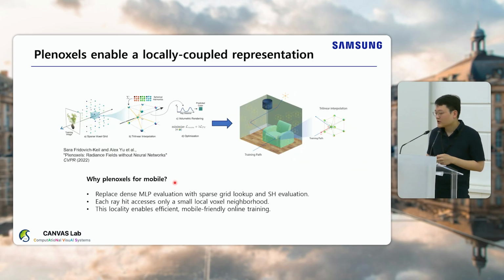So basically, we apply this Plenoxels representation to our scene. And the good thing is that now we can avoid dense MLP evaluation. Also, in path tracing, we know exactly where hit points occur. So this locality actually enables a very efficient and mobile-friendly online caching.